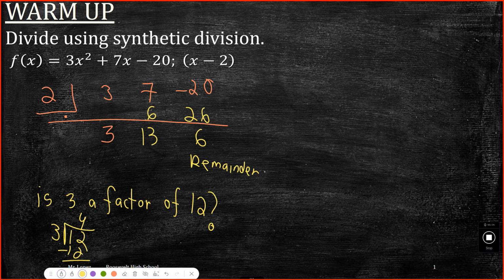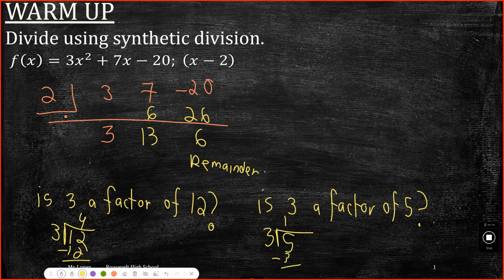So if I would have asked, is 3 a factor of 5? Is 3 a factor of 5? And why is it a no? It doesn't divide evenly, or basically the remainder is not 0. If you divide 3 into 5, it goes 1 time, 3 times 1 is 3, and then you subtract, and you get a remainder that is not 0.